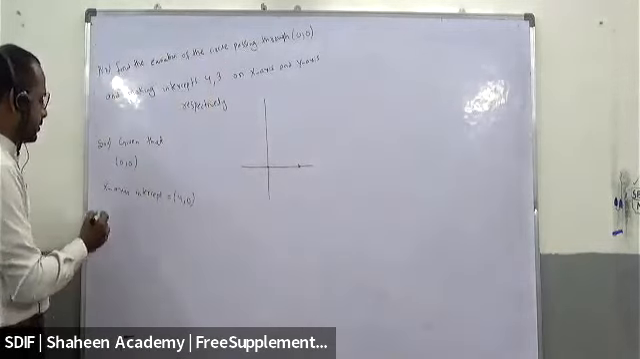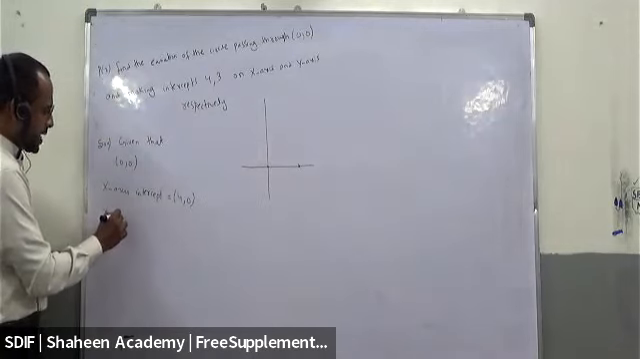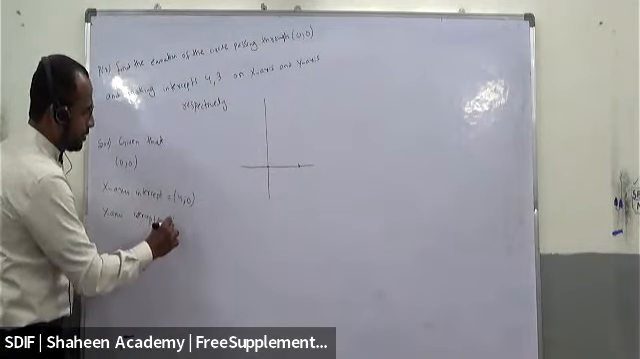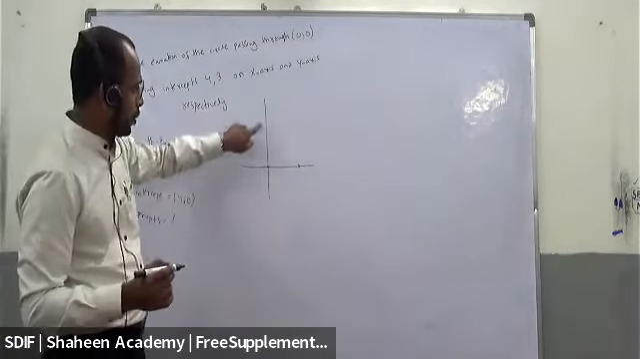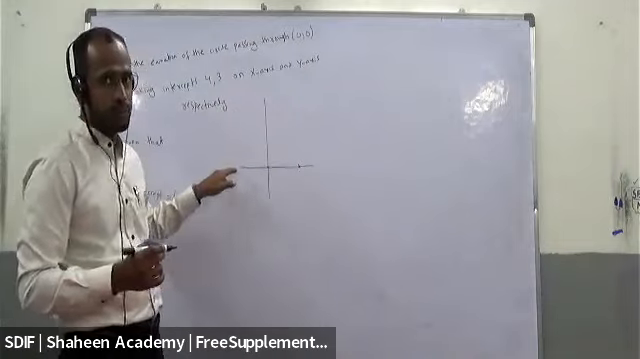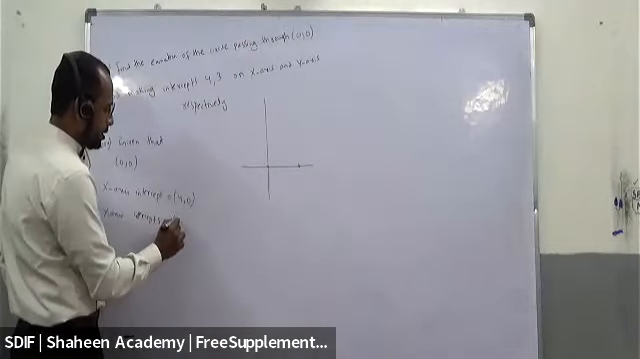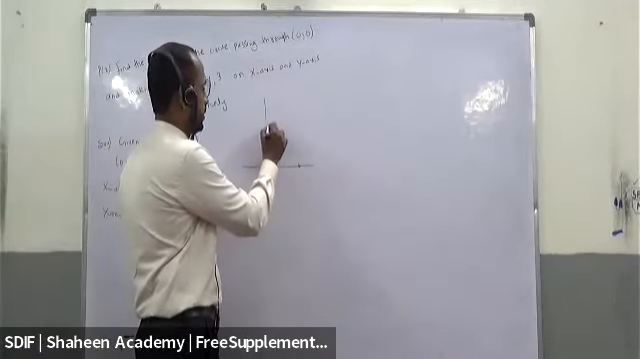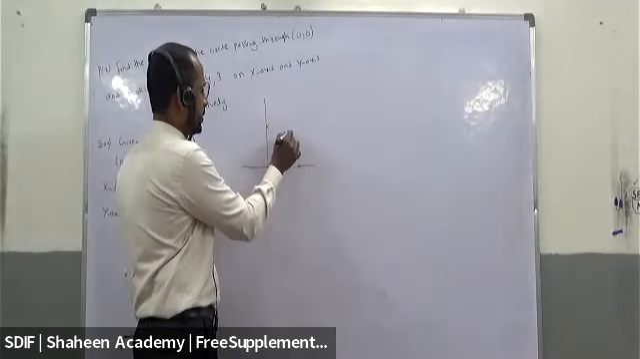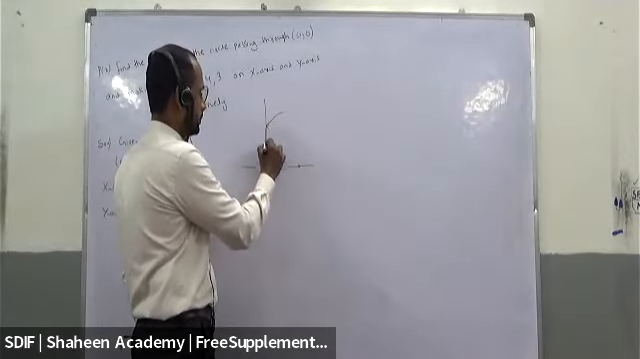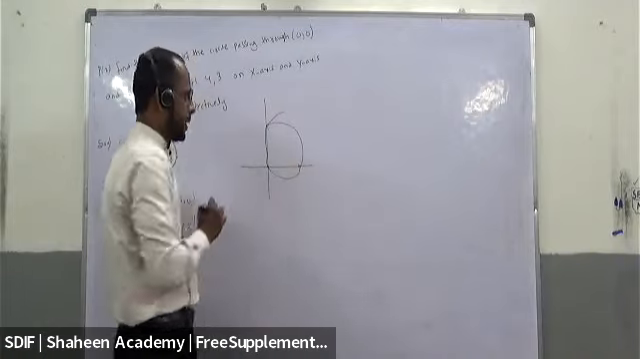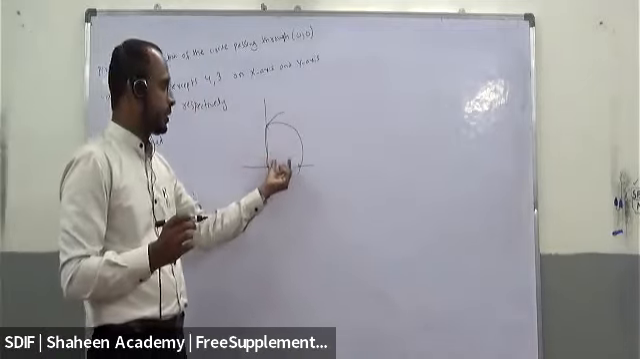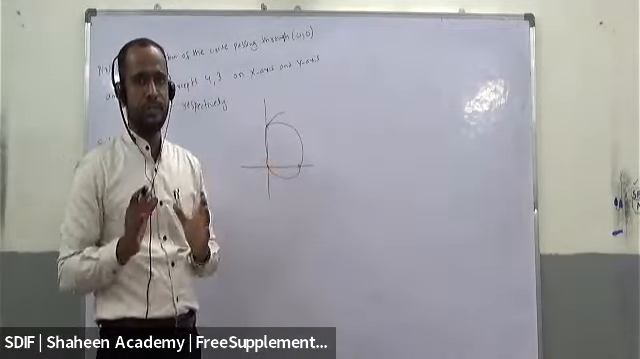And what is the third one? The y-axis intercept. What is the y-axis intercept? We know that on the y-axis, the value of x is 0. So the next point will be 0, 3. So 0, 3 may be here. So the circle is passing through like this. Draw a neat circle. This is the geometrical representation of this particular problem.